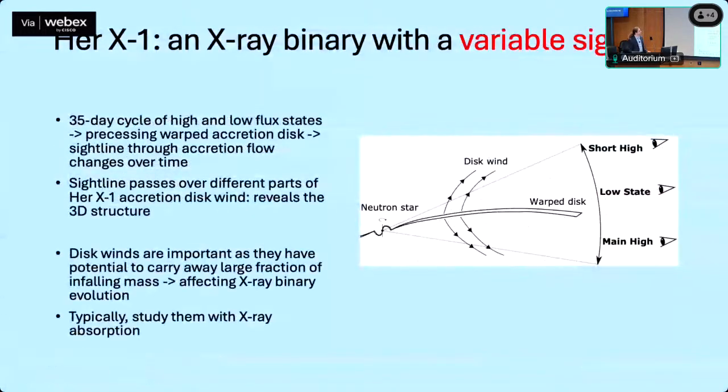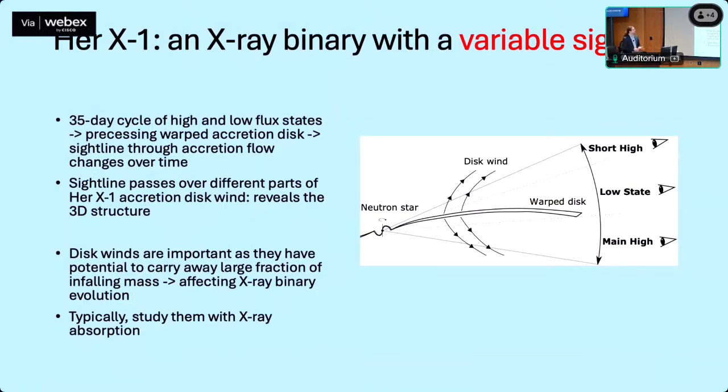So this is very interesting because it offers us a variable sightline through this accretion flow. Because of this warped disk precession, our sightline goes through different parts of the accretion flow, and specifically through different parts of the disk wind that is being launched from the disk of Hercules X1, and specifically at different heights above the disk. So by sampling over this precession cycle, we can sample the wind at different heights above the disk. This is a very powerful way to study the vertical structure of this disk wind.